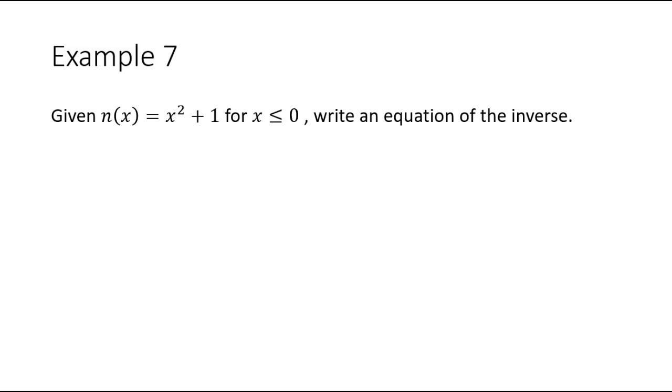Example 7. Given n of x is equal to x squared plus 1 for x is less than or equal to 0, write an equation of the inverse. This problem actually had to have the domain restricted because when you take a look at x squared plus 1, it will draw a parabola that looks kind of like this right here. And since our inverses are supposed to be symmetric across the y equals x line, that means its inverse is going to be located right here.